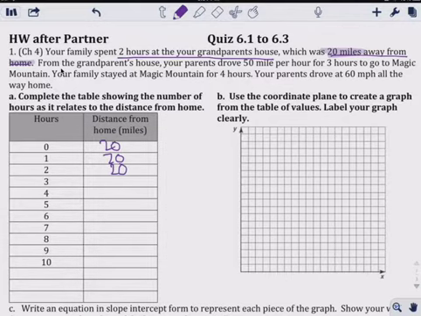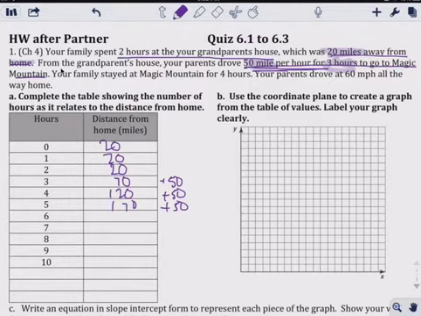From your grandparents' house, your parents drove 50 miles per hour for 3 hours to go to Magic Mountain. So for the first hour, add 50, you get 70. That's 1 hour. Add another 50, you get 120. That's 2 hours. Add another 50, that's 170, that's 3 hours.